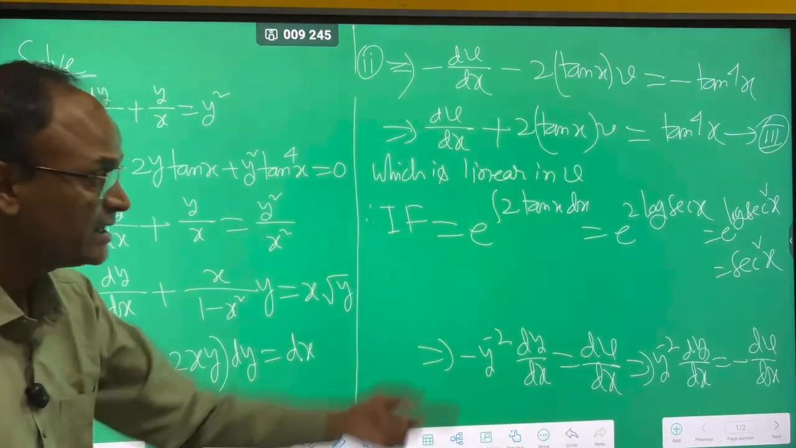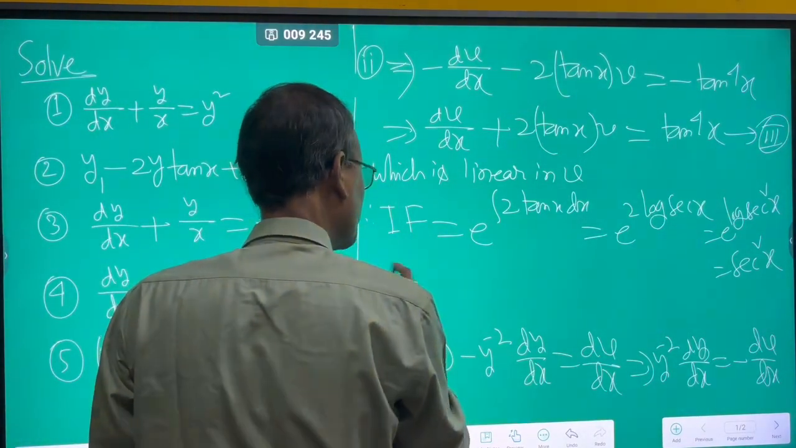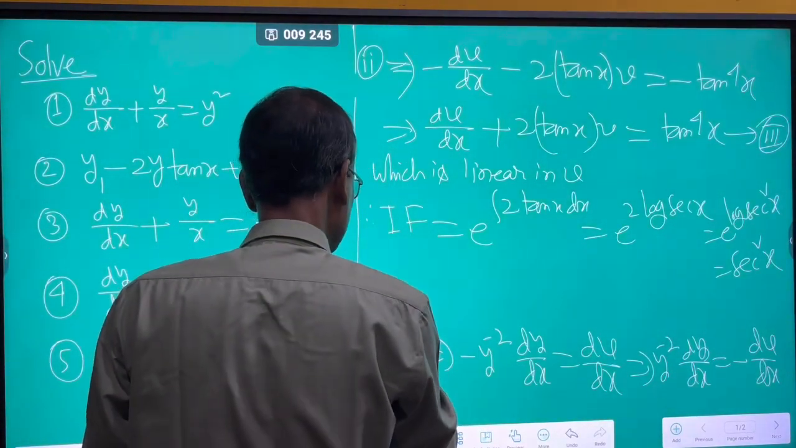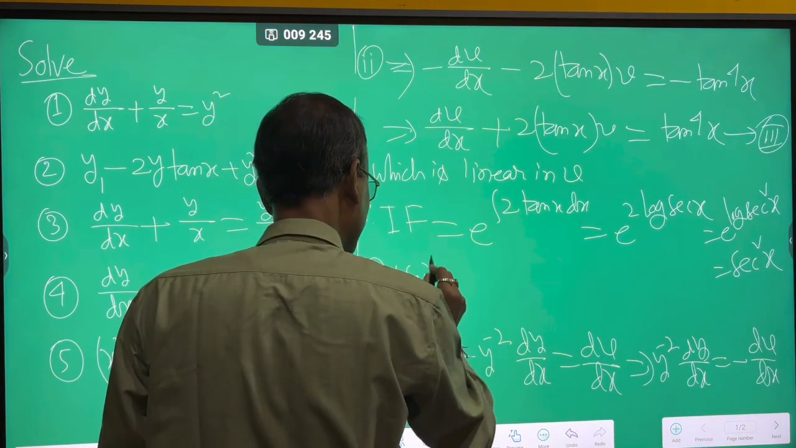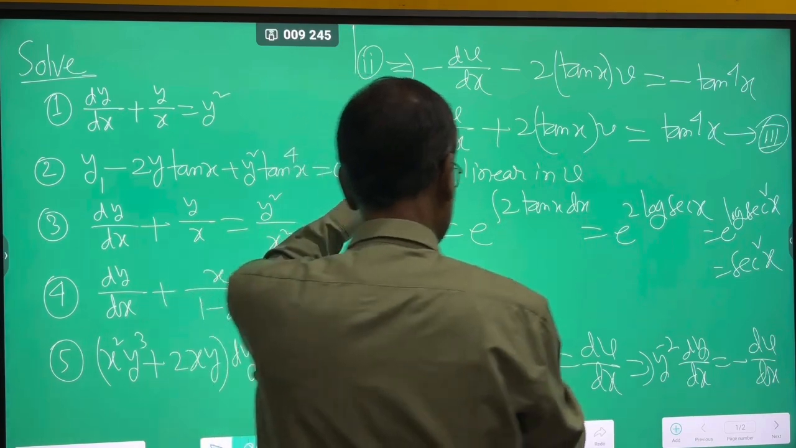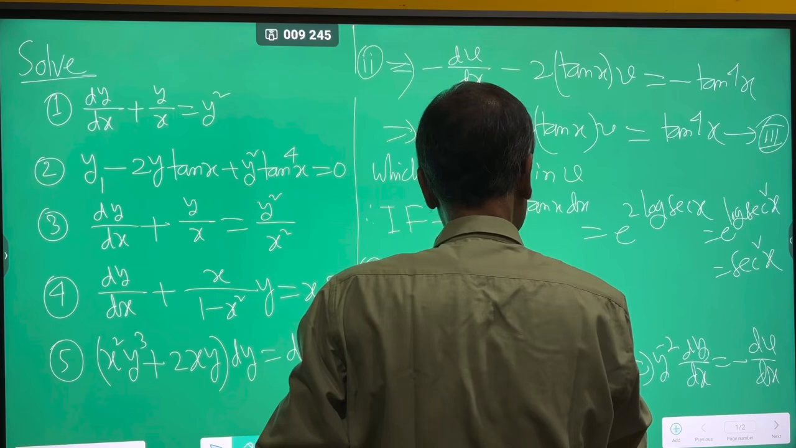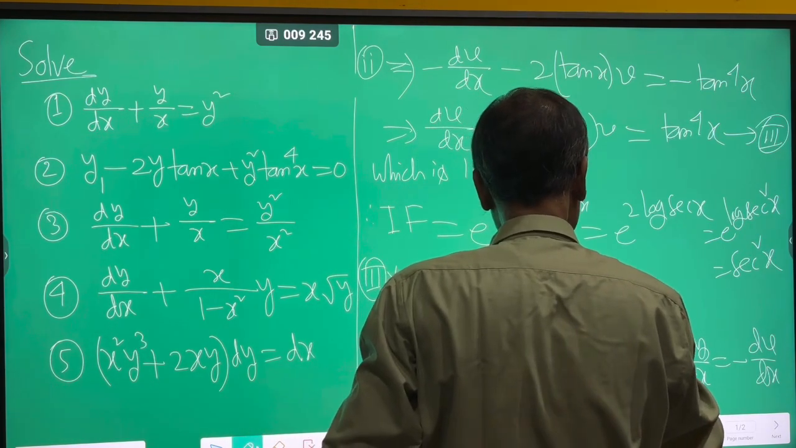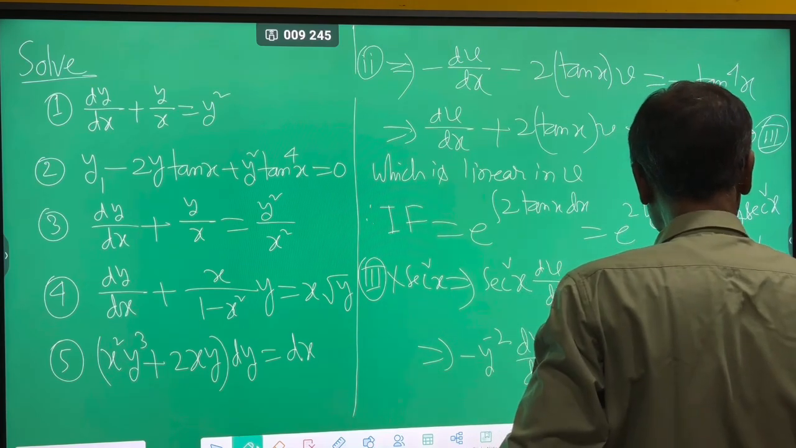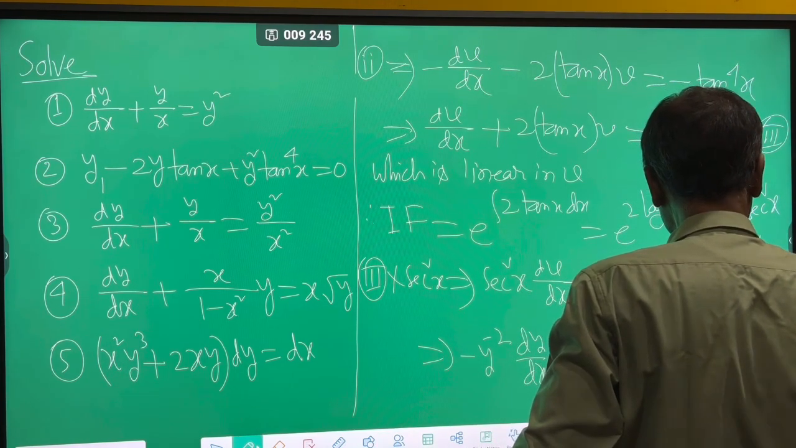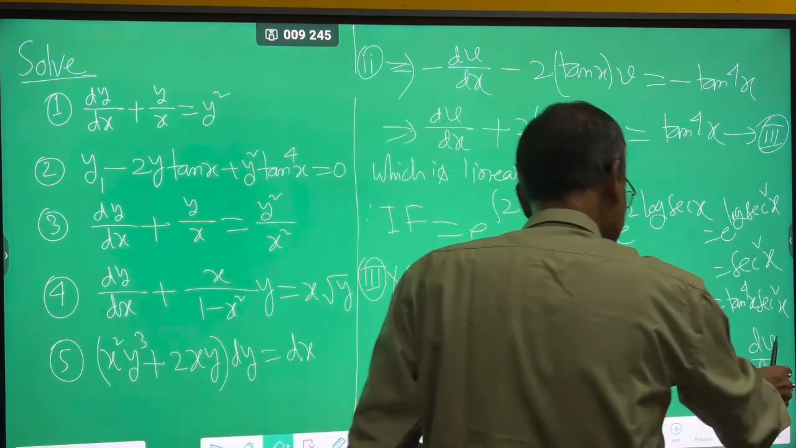Now multiply equation 3 by the integrating factor, which is sec square x. Now you will get sec square x dv by dx plus twice tan x sec square x v equal to 10 to the power 4x sec square x.